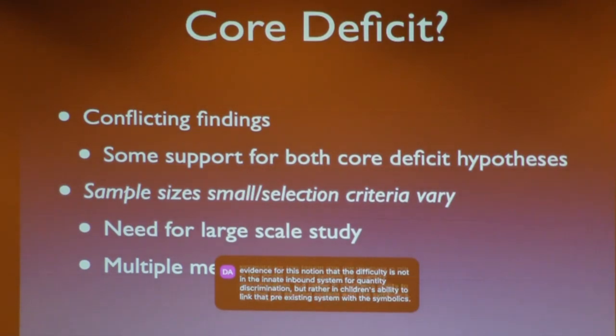So there are lots of conflicting findings. So what do we do? Some support both core deficit hypotheses, so we can't really say which of these hypotheses is correct. But one of the things we need to note is that this literature is full of studies that have really small sample sizes and variable selection criteria, as I referred to before, that chart where you could see that some studies select students who are -3 standard deviations and some only -1 standard deviation. So there's really a need for a large-scale study of developmental dyscalculia that includes multiple methods.